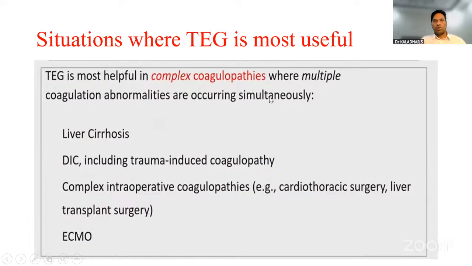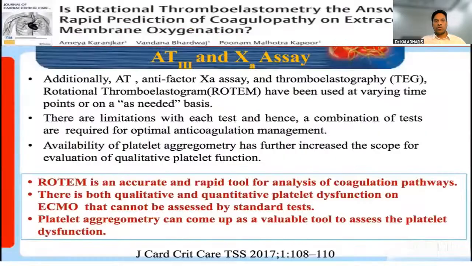In complex coagulopathies, where a lot of interplay of different factors is happening, the usefulness of this technology is more helpful. Especially liver cirrhosis, DIC, including TIC, trauma-induced coagulopathy, and complex intraoperative coagulopathies like post-cardiothoracic surgery, liver transplant surgery, and even ECMO, where a complex interplay of many things is happening at the same point of time. So what are the different evidences?